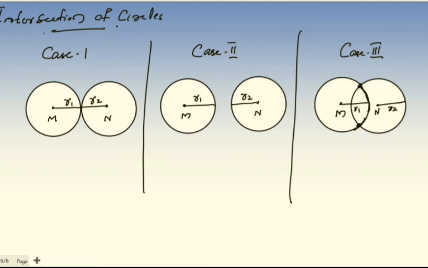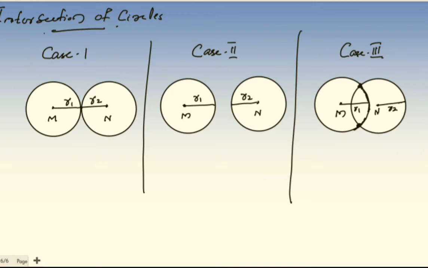So 3 cases are there. Case 1 is circles intersecting at one point, or circles touch externally. We can see that. See, only one point is there. Then coming to the second case, they do not intersect. There's a gap in between. Then the third case is they overlap, intersecting at 2 points, or they touch internally.